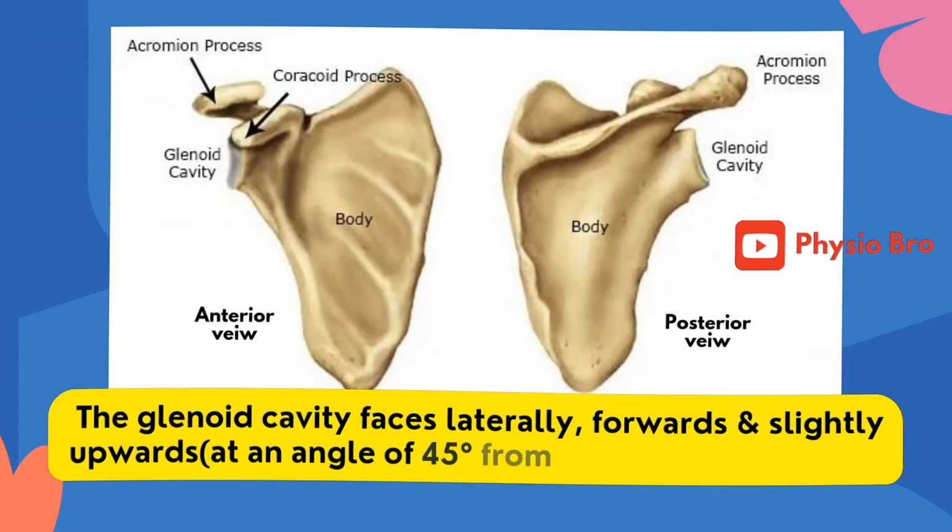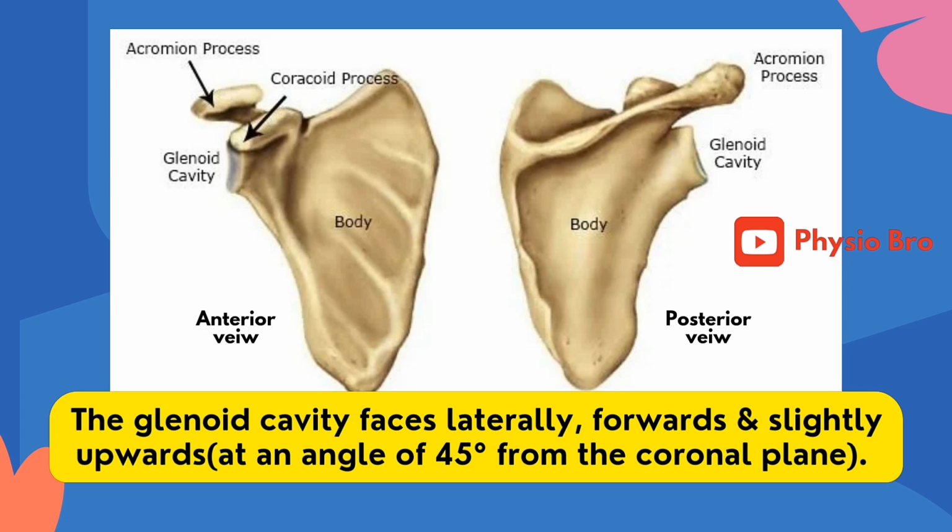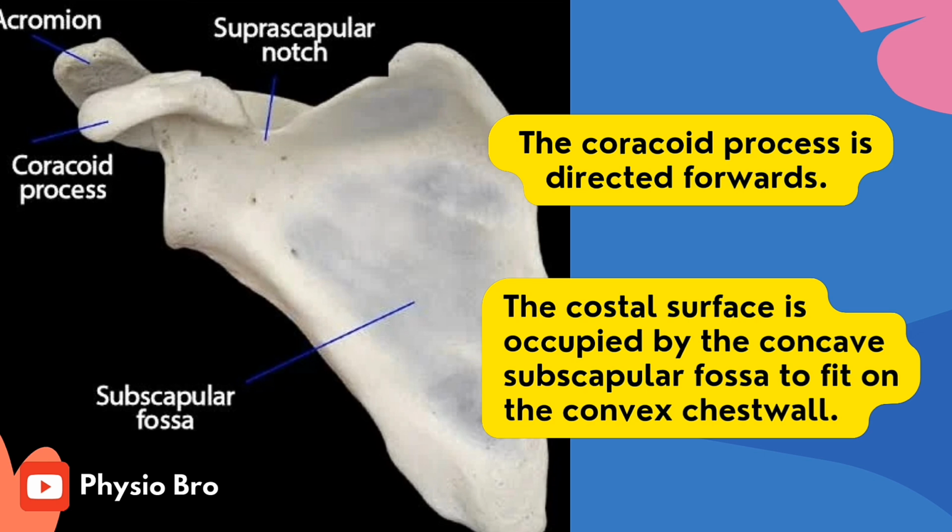The scapular bone should be positioned in such a way that the glenoid cavity faces laterally, forwards and slightly upwards, at an angle of 45 degrees from the coronal plane. The coracoid process is directed forwards.